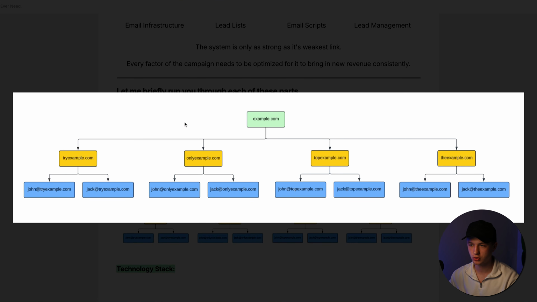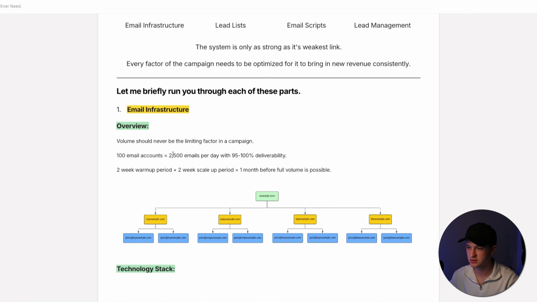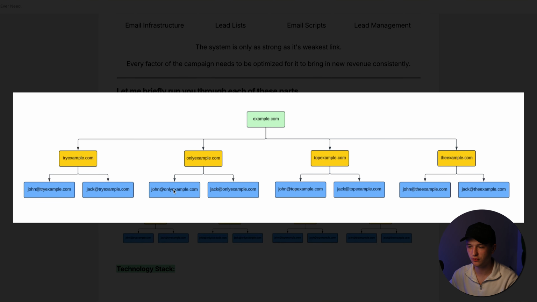The way this is structured, let's say example.com is your real domain, where your website and everything is. What you want is for these yellow secondary domains to forward into example.com. Off of each secondary domain, you're able to build 2 email accounts, which is great because each email account can send 25 emails per day. So let's say you want to take this from 2,500 and double it to 5,000 emails per day. You're not going to just increase the volume from 25 emails per day per account to 50.